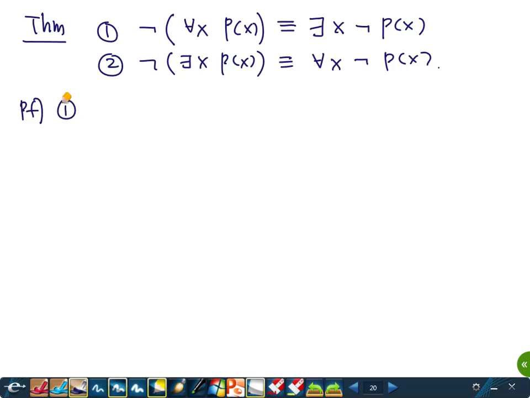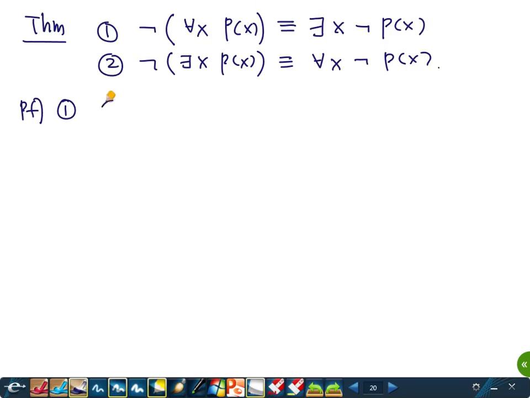Just for one, I'm going to prove this. This is a kind of standard argument. We want to show that two propositions are equivalent. What does equivalent mean? Equivalence of two statements, two propositions: they have the same truth value, no matter what x is. For every x, they have to have the same truth value.